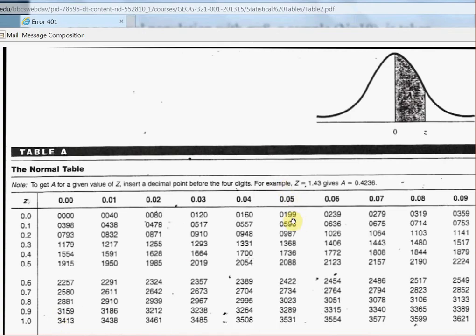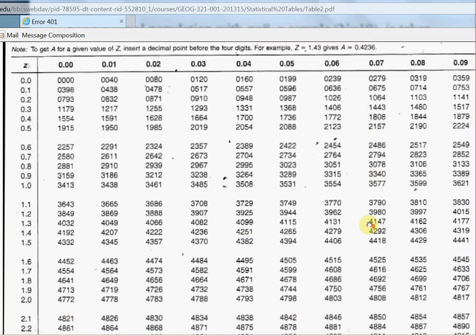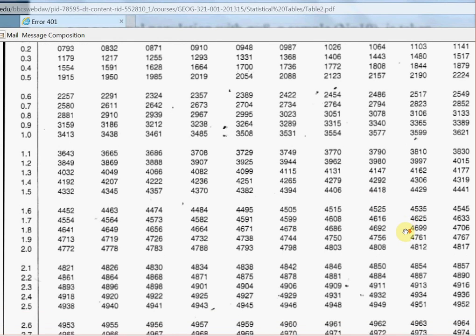If you want to be 90% confident, that means that you have 90% probability in the middle. This table gives us half of the distribution. Half of the 90% is 45%. So within this normal table, you need to look for a percentage closest to 45%.